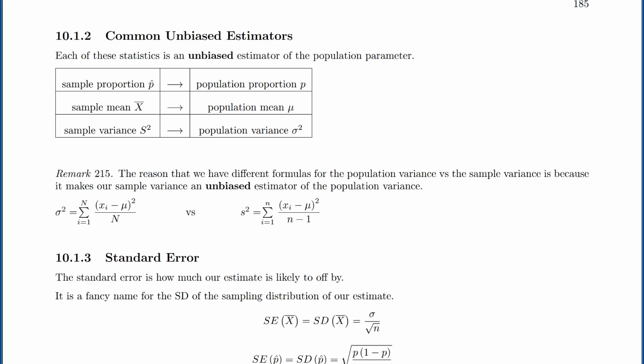Now, if you remember, back when we first learned about variance, we talked about the two different formulas, okay? The reason we had different formulas for our population variance versus our sample variance is because it makes our sample variance an unbiased estimator of the population variance. There are proofs you can do in the graduate level class to show why this makes it unbiased. So this sigma squared is our population variance, and remember, we divided by n, the population size. But for our sample variance, we had to divide by n minus 1. That's for our sample variance, and it's just because then it becomes unbiased.